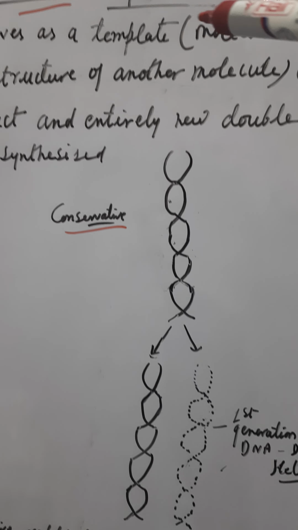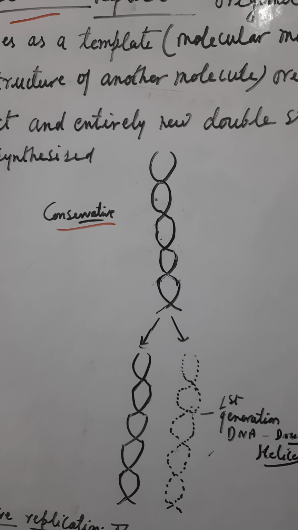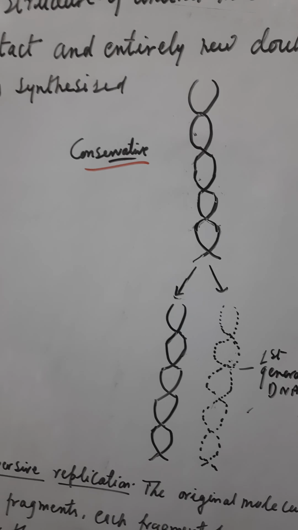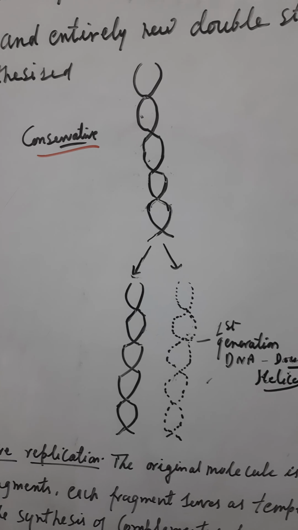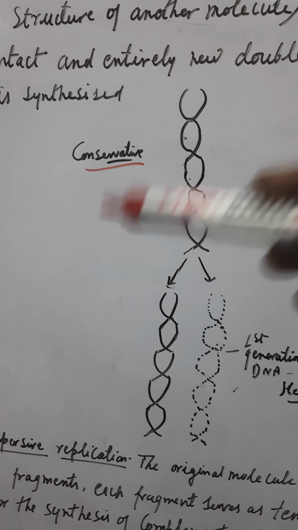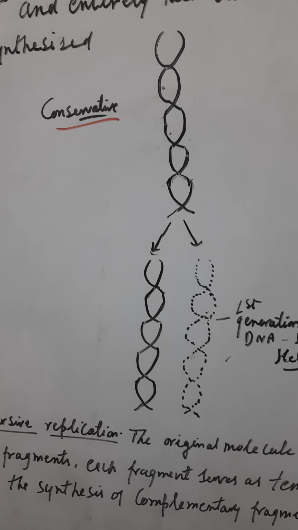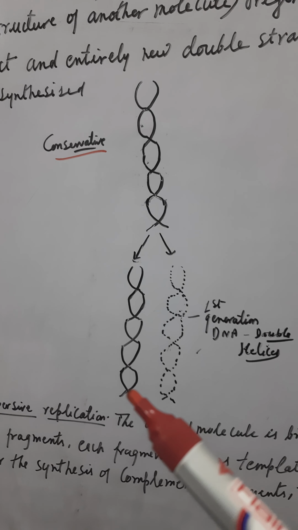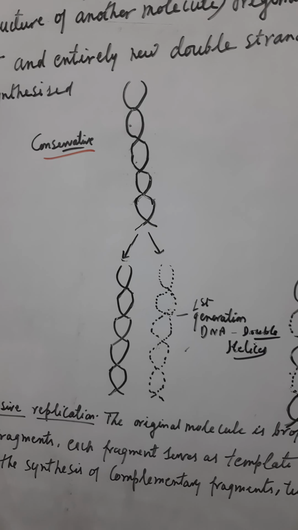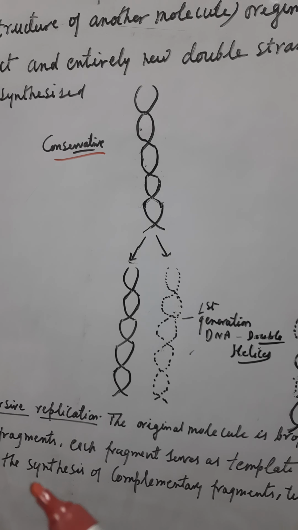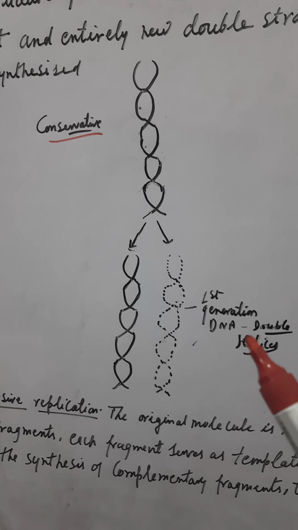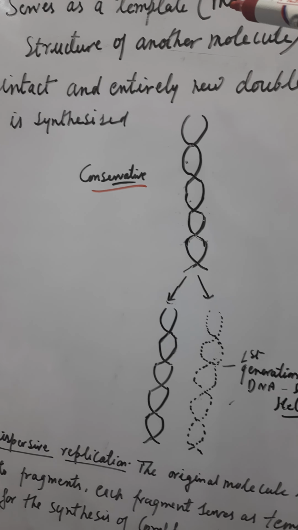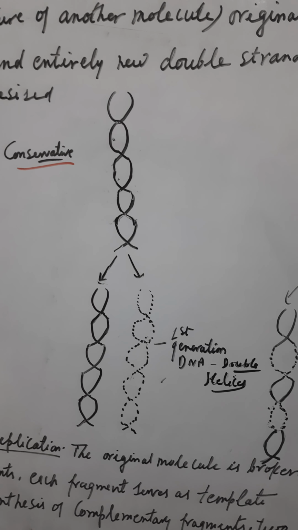In the conservative replication, what happens? The original double helix serves as a template. A template is a sort of molecular mold that shapes the structure of another molecule. Just like a wax mold used to prepare a candle, as the mold is, so the candles will be obtained. So this template does so. It synthesizes the complementary strand.